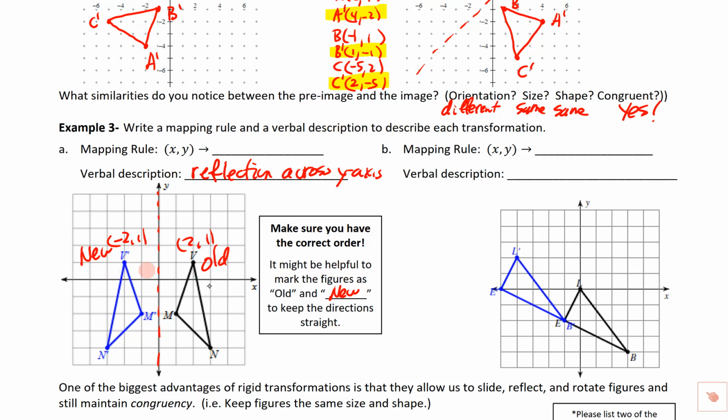Remember, the only thing that changes when we reflect across the y-axis is that the x-coordinate changes sign. So this is going to be (-x, y), and you could check these other two and it's going to work the same way. All right, let's do the same thing here.